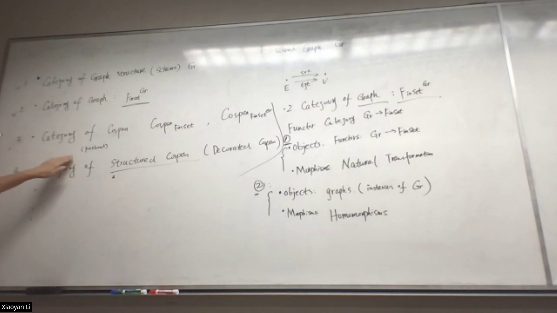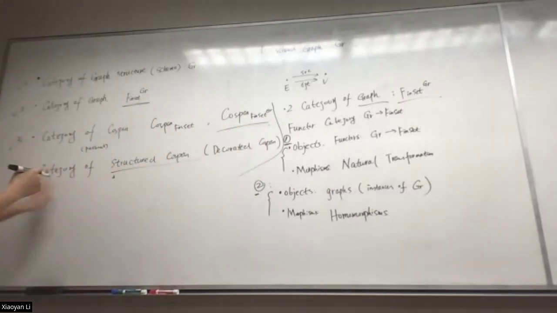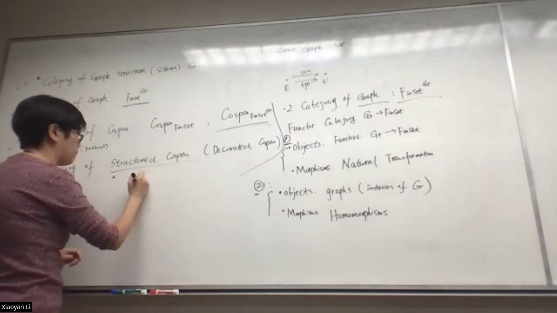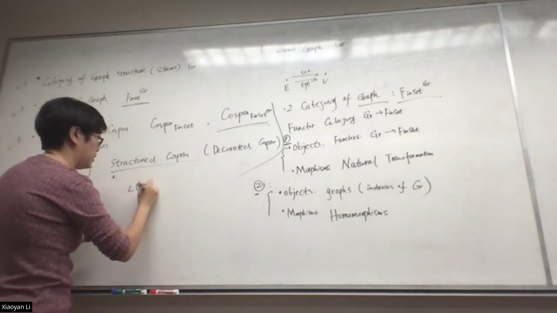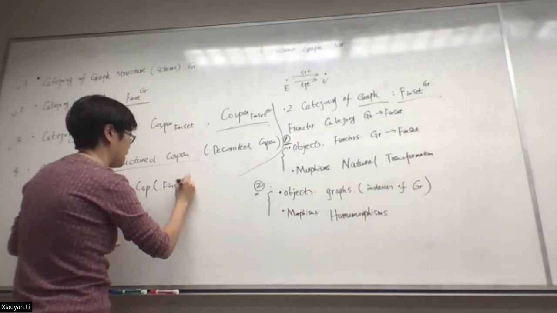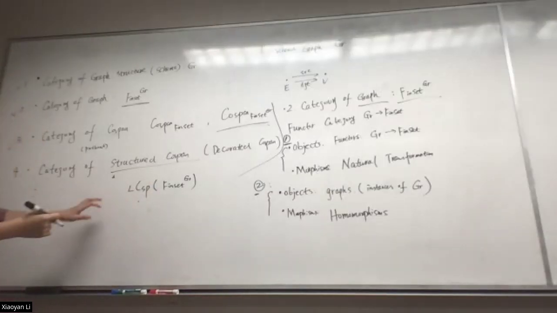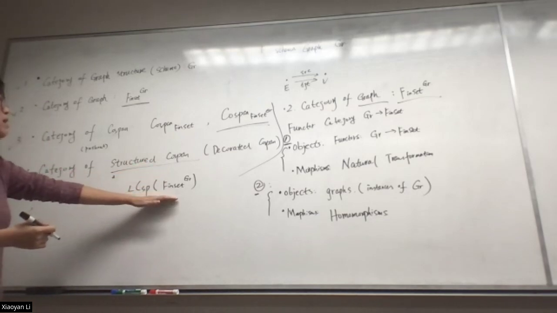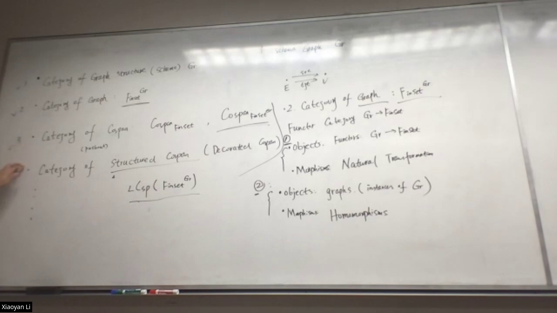Since the category of graphs is very important, as you will see later, the category of cospans is based on the category of graphs. And for the category of structured cospans, based on John Baez's papers, they label it something like FinSet graph, using a finite set. So this is the category of structured cospans built based on the category of graphs. So we label it like this. The following steps are all built based on the category of graphs, so I feel this is very important.